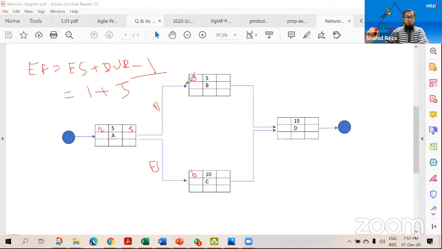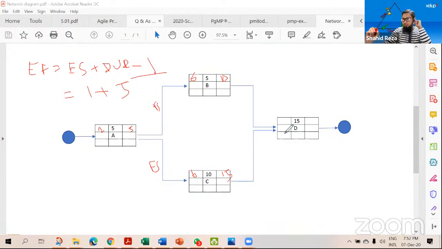Then if you use this formula to find the finish date, 6 plus 5 is 11 minus 1, that means on the 10th day we can finish this task. Now come here: 6 plus 10 is equal to 16 minus 1, that means on the 15th day we can finish this task. So this way we have found the early start and early finish of these three tasks.